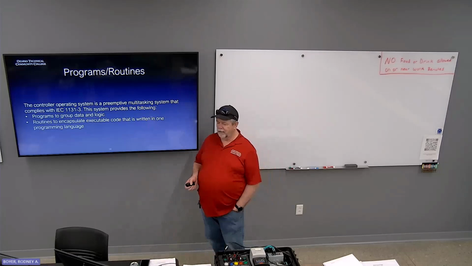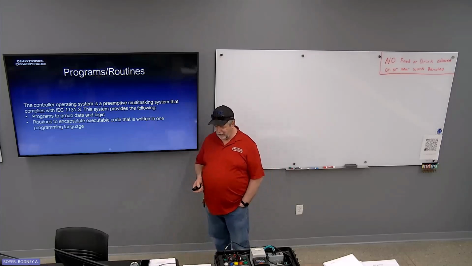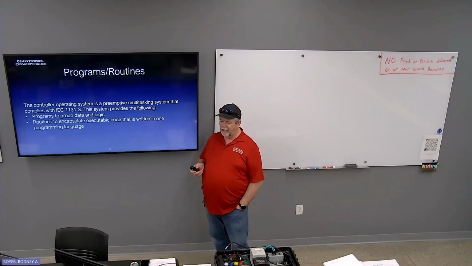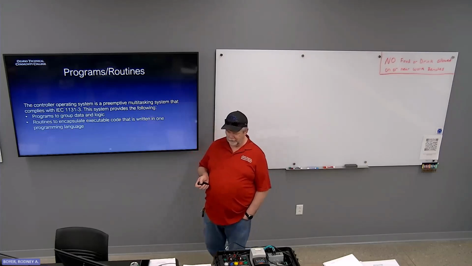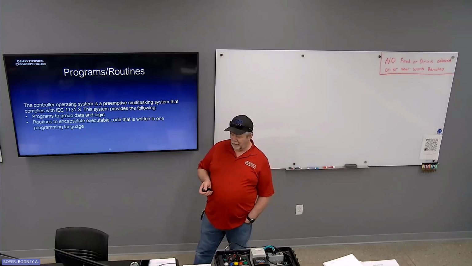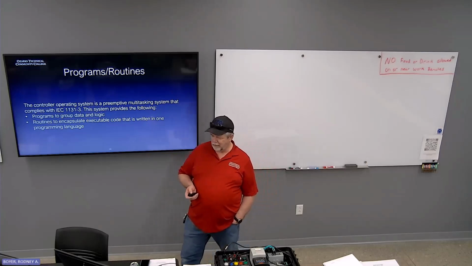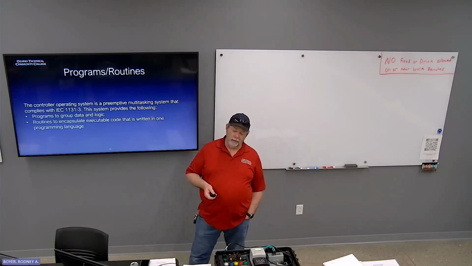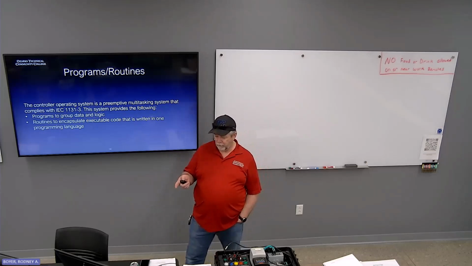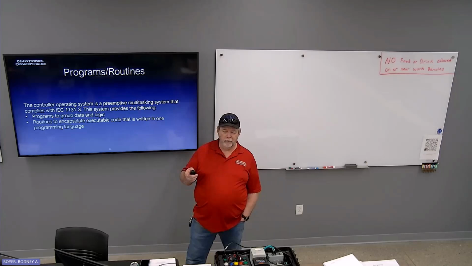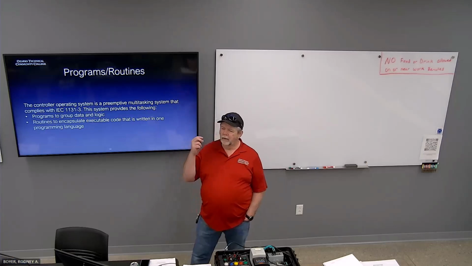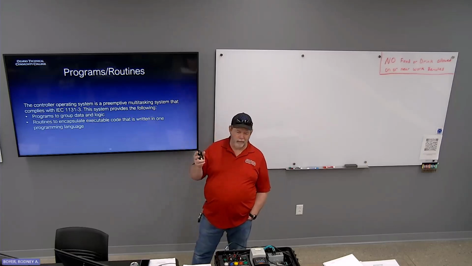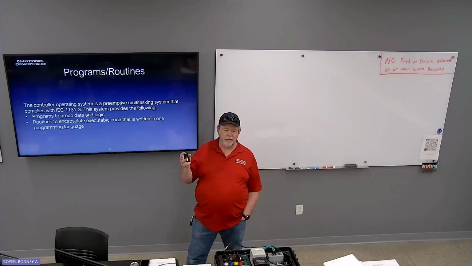The controller operating system is a preemptive multitasking system that complies with IEC 1131-3. The system provides the following: programs to hold the data and logic, and routines to encapsulate executable code that is written in one programming language. Whenever you create a routine, you have to choose whether it is ladder, by far the most common, function block, second most common, structured text, or sequential function chart. Those are the 4 types.